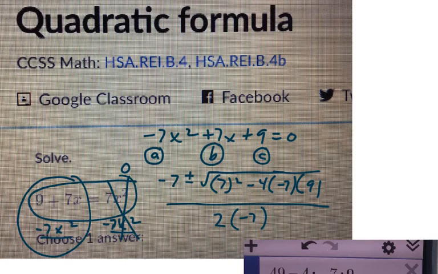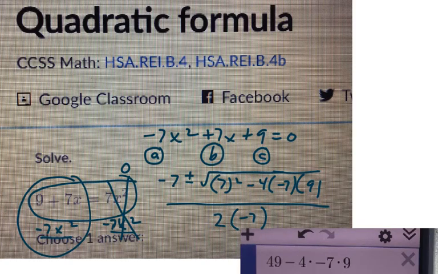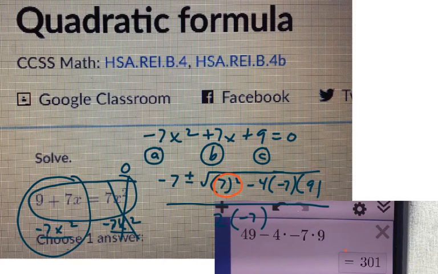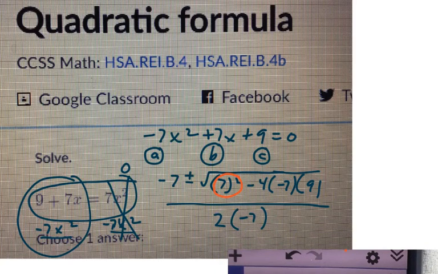So guys, I went to my calculator, and as you can see right here, I know that if I do 7 squared, that's 49. And if I'm minusing 4 times negative 7 times 9, I get 301. 301. See what I warned you, right? Mr. Khan will give you some weird, outrageous numbers. 301. So, let me slide this back out of the way.